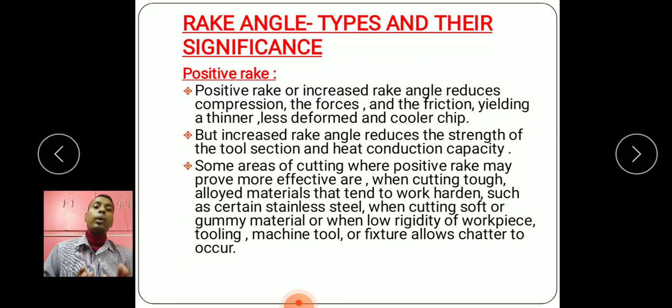Now, what is the positive rake and what is its importance? Positive rake, or increased rake angle, reduces compression force and friction, yielding a thinner, less deformed and cooler chip. But increased rake angle reduces the strength of the tool section and its heat consumption capacity. Some areas of cutting where positive rake may prove more effective are when cutting tough alloying material that work hardens, such as certain stainless steel, cutting soft and gummy material, and when low rigidity of workpiece, tooling and machine tool or fixture allows chatter to occur.